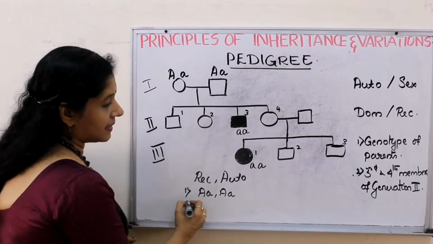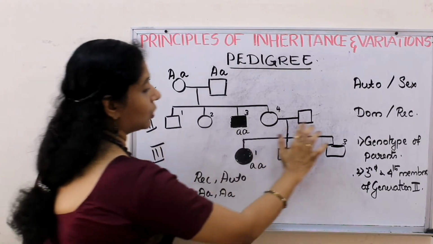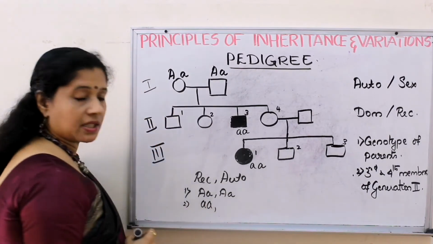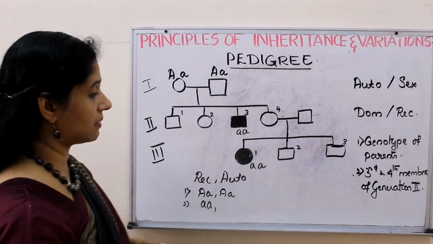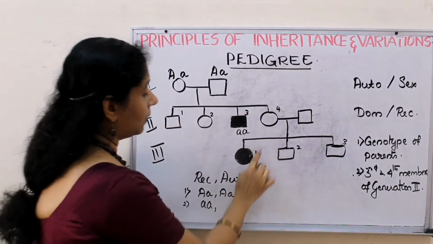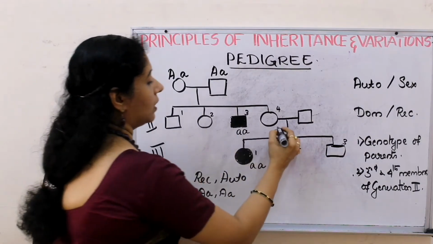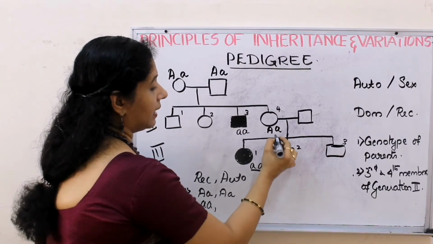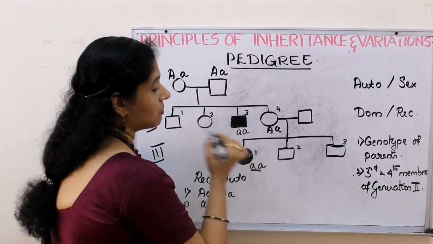Now, second question, third and fourth members of generation 2. So, this is generation 2. Here is the third member we already got. Since it is affected, it is homozygous recessive, genotype small a small a. But the fourth member again we do not know. But we know the child is small a small a. Even otherwise we know here the child would be small a. So here she should contribute at least one small letter a.